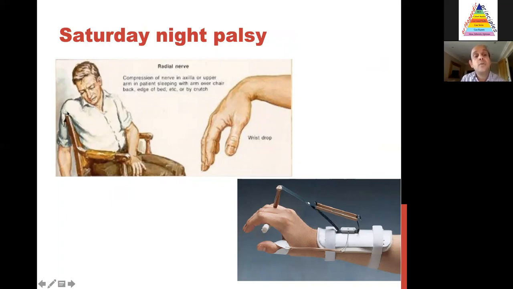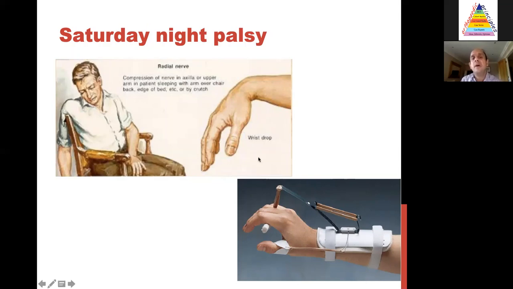So we know the radial nerve is coming from this area going into the posterior forearm. So it will result in demyelination and radial nerve neuropraxia. And the patient will then wake up next morning with a wrist drop. And it will also affect elbow extension.